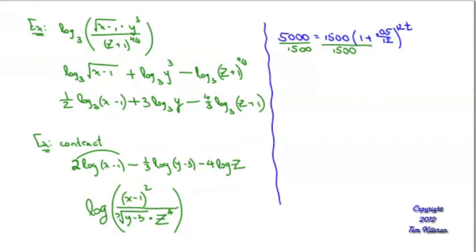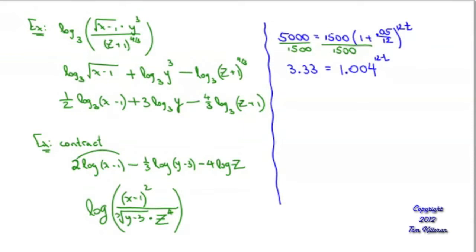What's 5,000 divided by 1500? Calculators come in handy. What is it? 3.33333, so I'll put down 3.33, equals. What about this 1 plus 0.05 divided by 12? That's just a number, isn't it? So we can do a little calculation. What's 1 plus 0.05 divided by 12? It's going to be 1.004. This number is being raised to the 12t power.